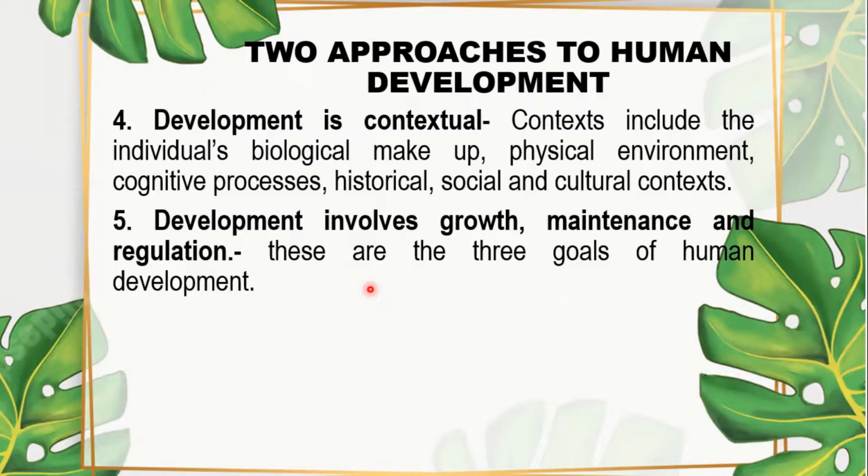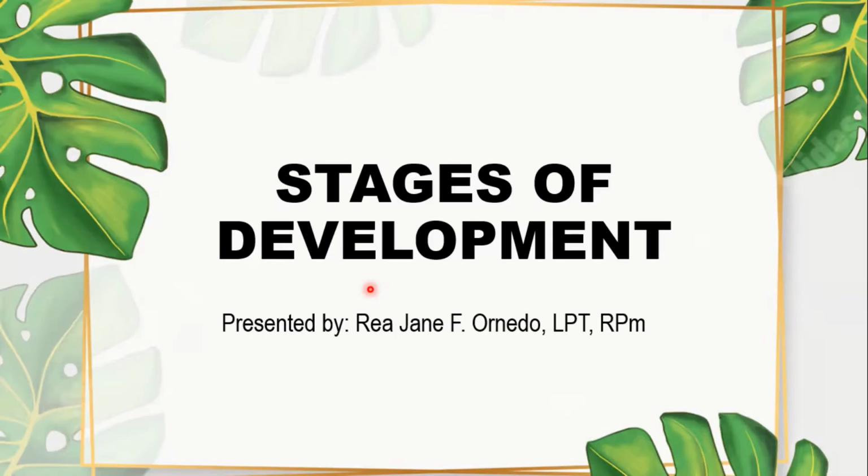So after human development, meaning concepts and approaches, let us now proceed to discussing the stages of development. For every developmental stage, there is an expected developmental task. What happens when the expected developmental tasks are not achieved at the corresponding developmental stage? How can you help children achieve this developmental task?